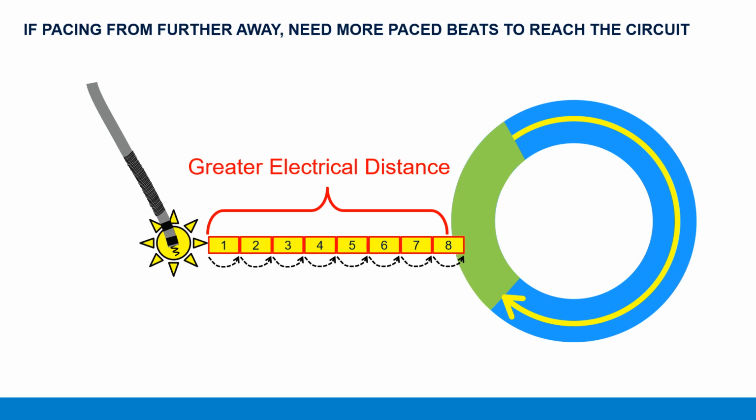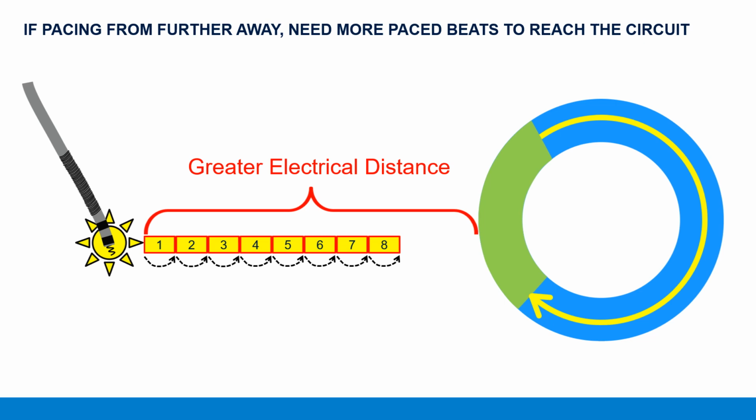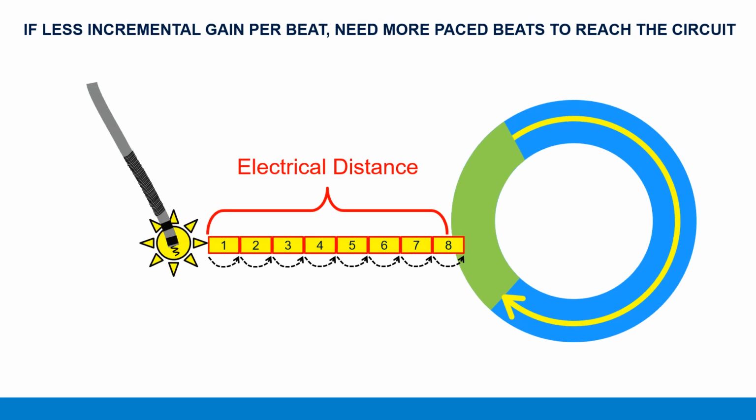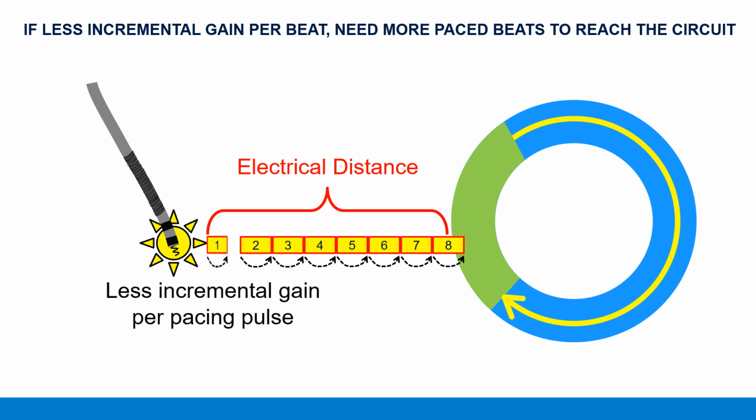Now, if we happen to be a little bit further away from the circuit with our pacing site, and we're able to reclaim about the same amount of time, meaning distance, with each pacing pulse, then we're going to need more pacing pulses in order to get to the circuit and start to impact the ventricular tachycardia circuit itself. Alternatively, if you have a fixed electrical distance, but you reclaim less territory per pacing pulse, then it's going to again take you more pacing pulses in order to traverse that distance and get to the circuit and start to interact with it.